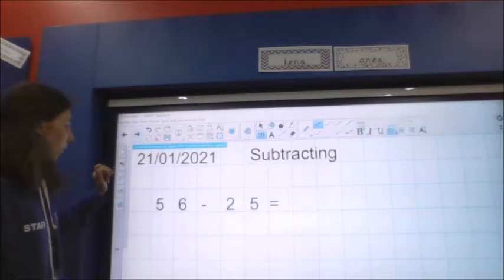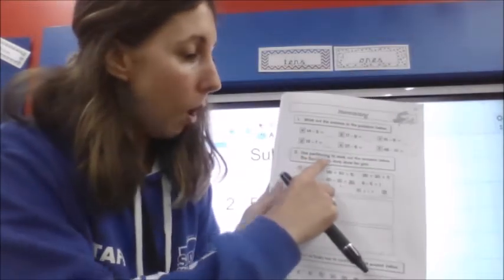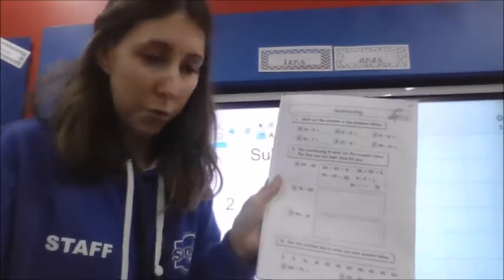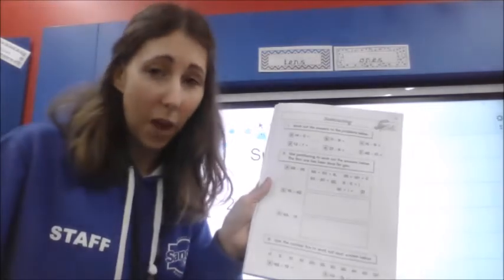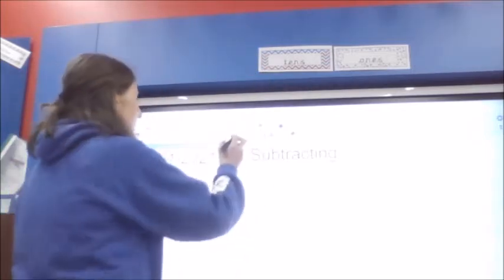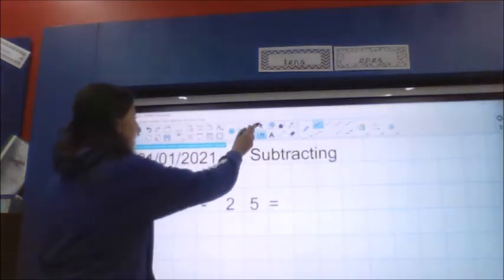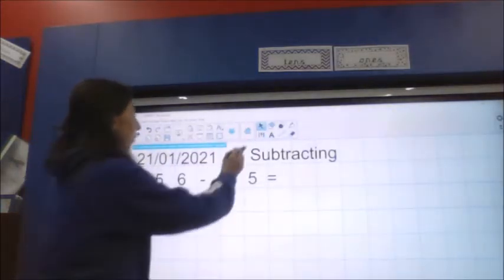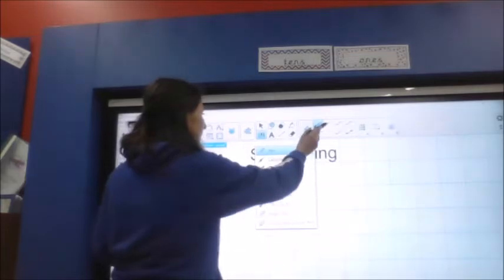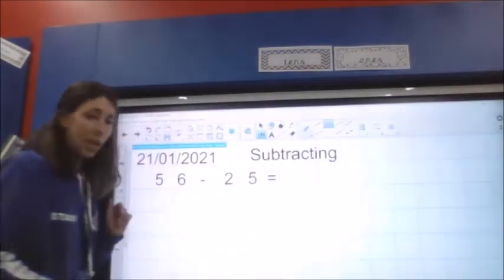Okay. Your second question then is asking you, like we did with adding on Tuesday, to partition to work them out. So they've done it exactly the same way that I modelled to you on Tuesday with adding, except that we are subtracting. So that might be a way that you want to have a go at working it out today. The first one's being done for you. So if I use my example, I've got 56 take away 25.